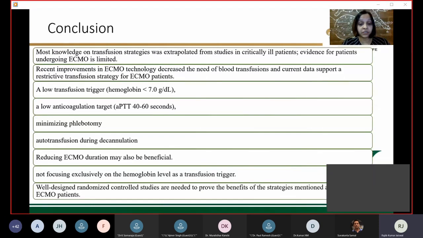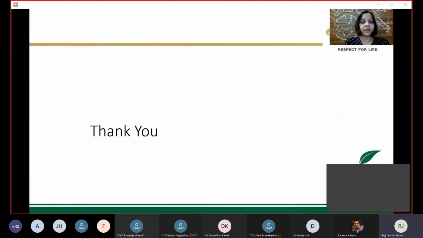Low anticoagulation targets are acceptable. Minimizing phlebotomy, autotransfusion during decannulation, and reducing the duration may all be beneficial. Not focusing exclusively on the hemoglobin level as a transfusion trigger. Finally, well-designed randomized controlled studies are needed to prove the benefits of the strategies mentioned above in ECMO patients.